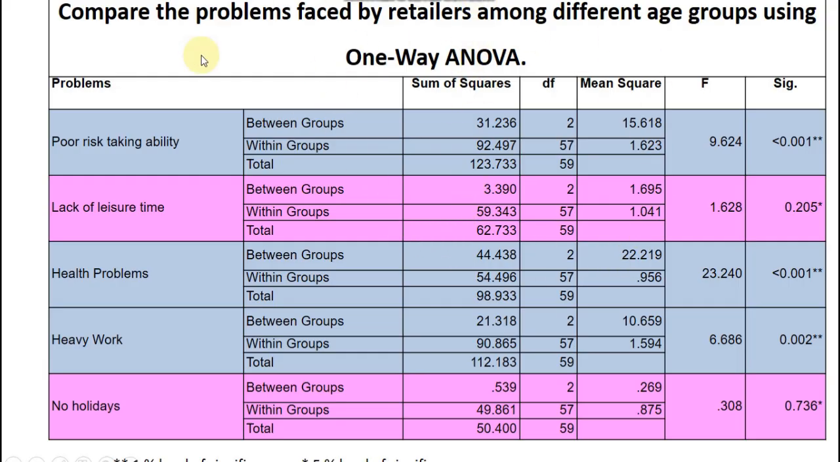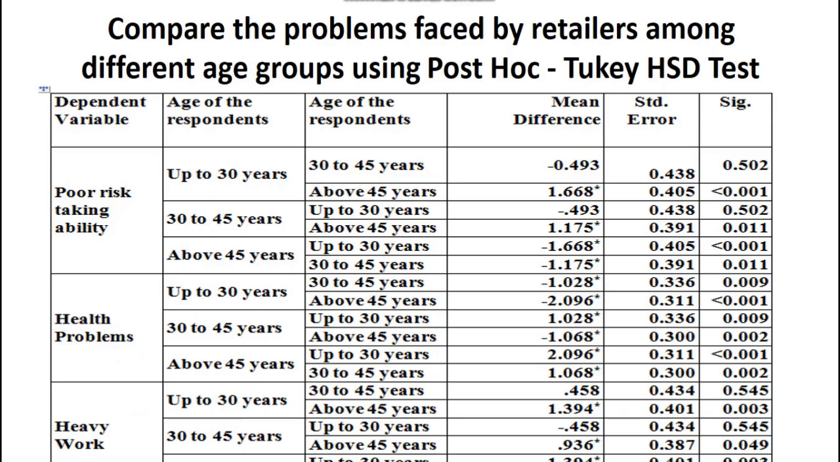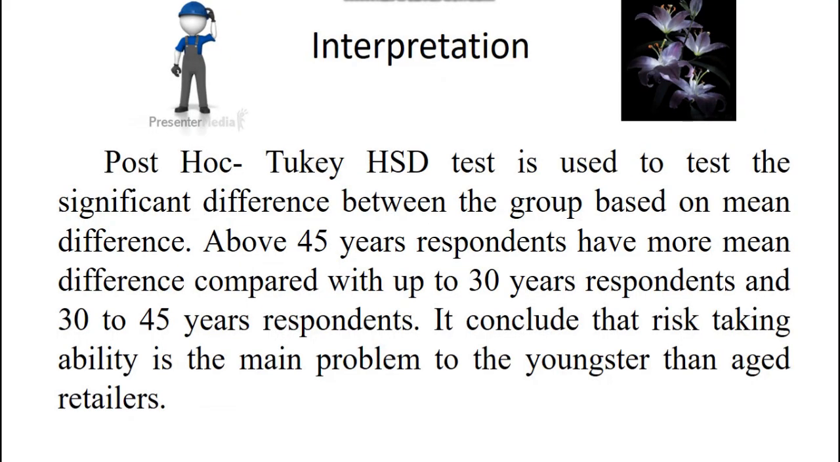Specify the table for one-way ANOVA like this. You have to write interpretation. You have to specify the post-hoc Tukey test only for the variable which has significant difference. If the hypothesis is accepted, we should not take that variable for this analysis. For the post-hoc Tukey test also you have to specify some interpretation.